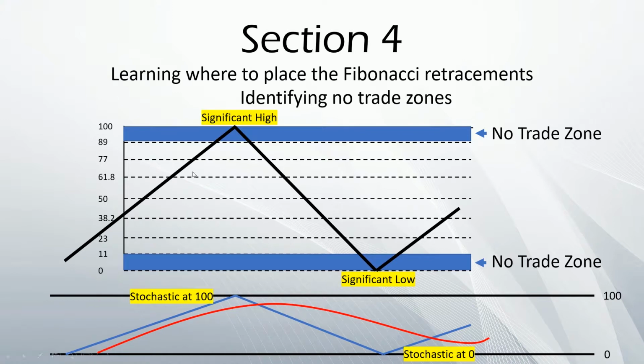To sum up, we're going to place the Fibonacci retracements always starting with 100 at the top at a significant high, and that's because the stochastic was at 100, and the 0 of the Fibonacci at a significant low because the stochastic is at 0. So let's have a look at an example.